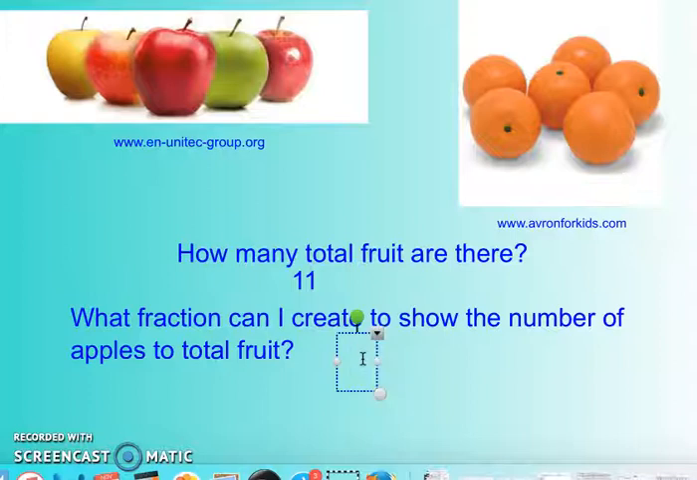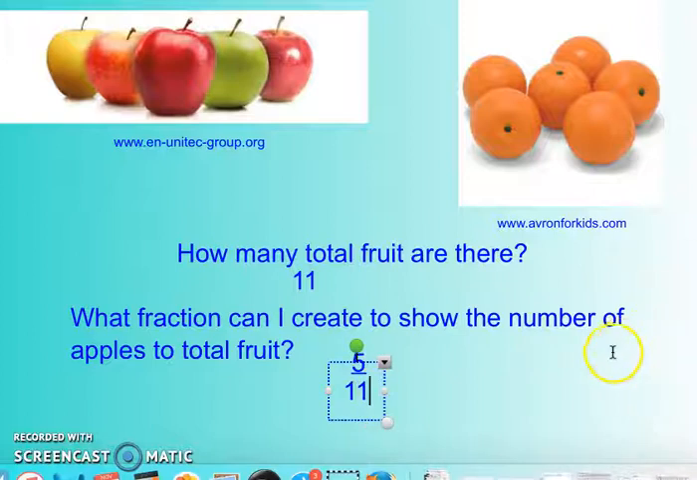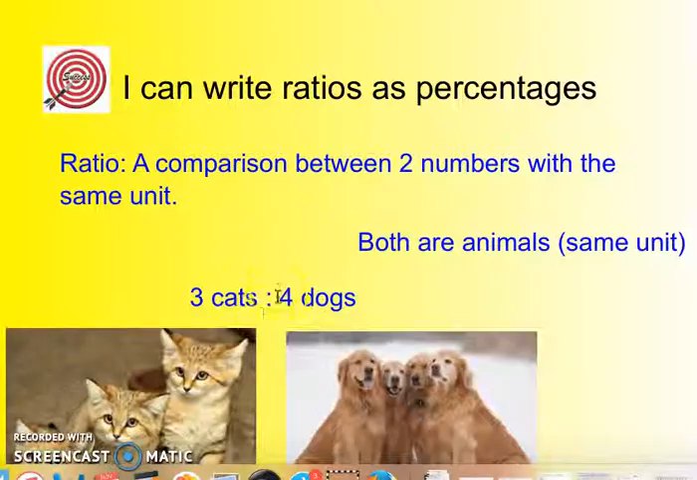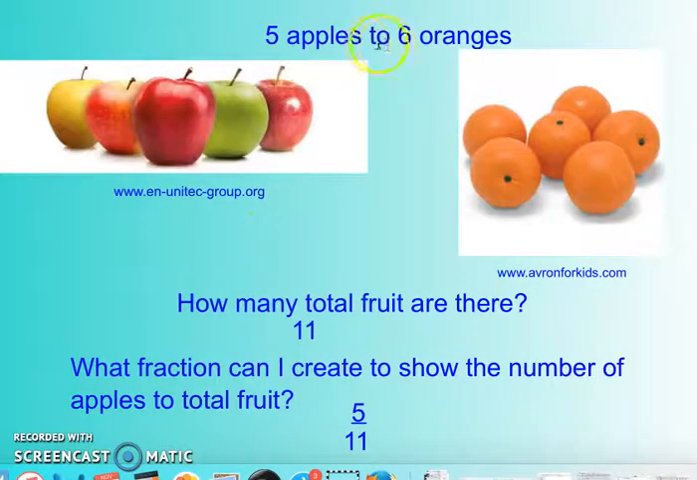If I'm comparing the number of apples, there are 5 apples, so I would put 5 as my numerator. And how many total fruit are there? 11. You are correct. So this is another way that I can write a ratio. The first way was, remember, with a colon. The second way was with the word to. And the third way is written as a fraction.